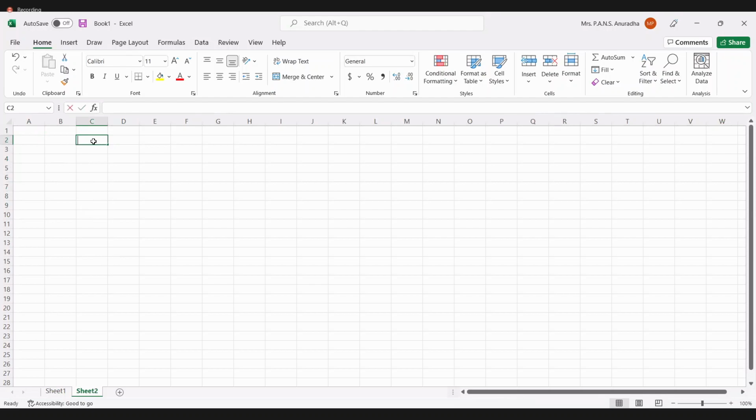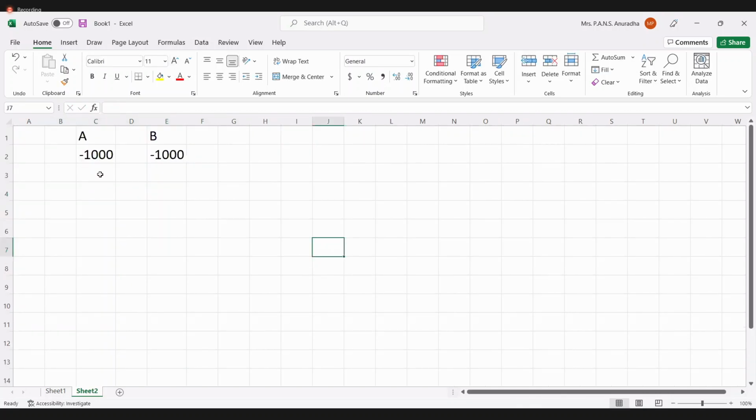So two projects, investment is 1,000. Project 1, say this is A, this is B. Again 1,000. Cost is 1,050, year 1, 100, 100, 0.